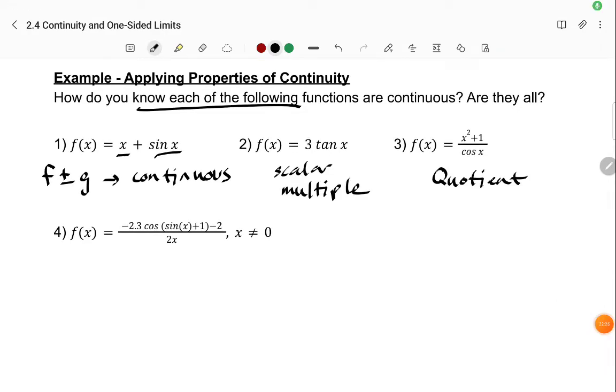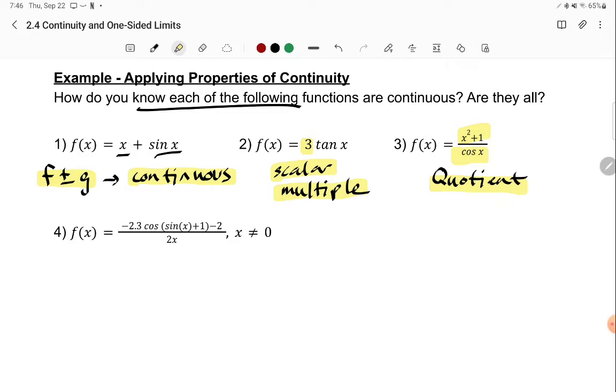Okay, so let's see how we did. On the first one, when you add them together, we know that it's continuous. We talked about that one. Here you have a whole number multiplied by a function we know to be continuous. That's a scalar multiple. And then you have two functions we know are continuous being divided, and that is the quotient rule above. So yes, all three of those are continuous.